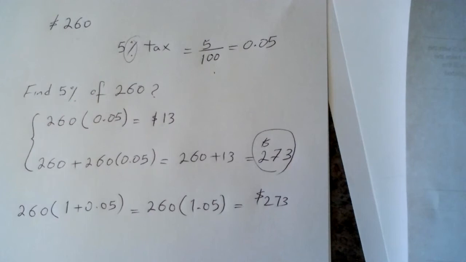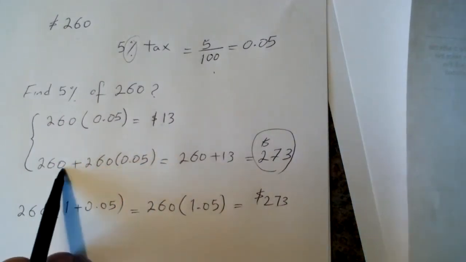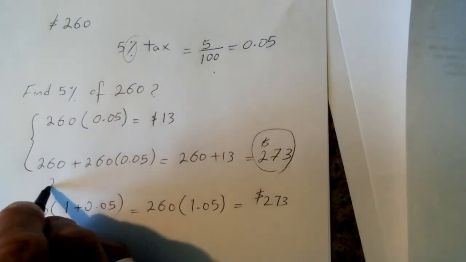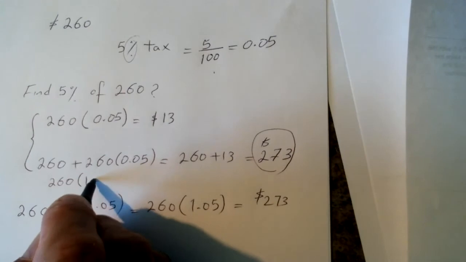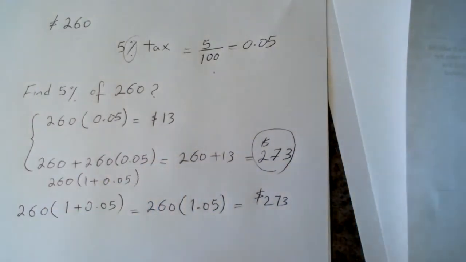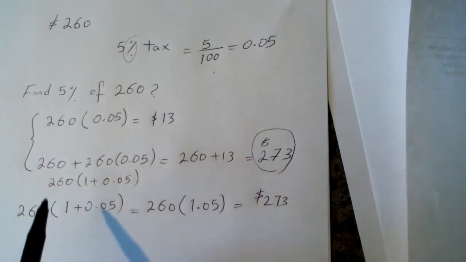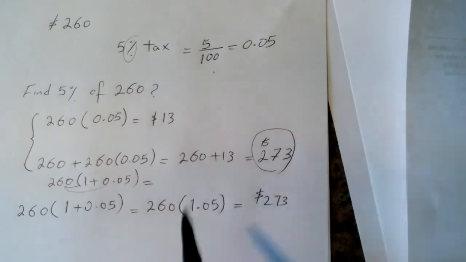And what's the reason for that? If I factor 260 out, what you have in the parentheses is this. Now, if you distribute this, don't you get that one? So basically, we are doing this.